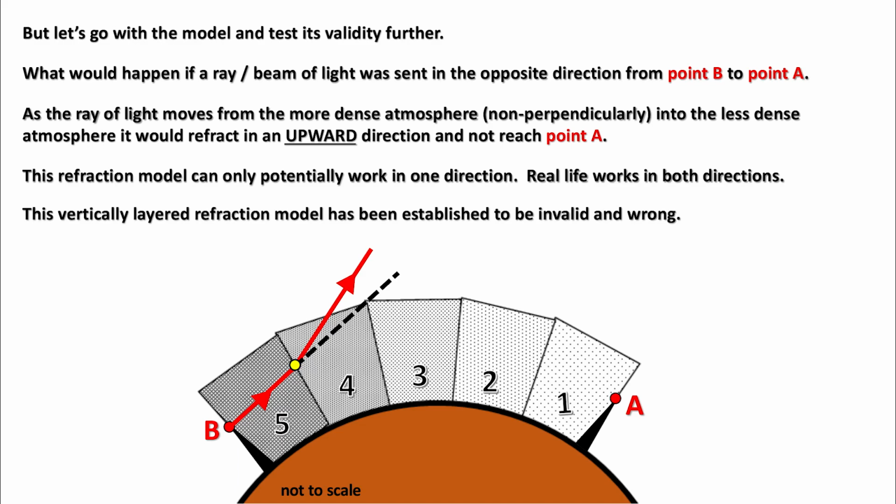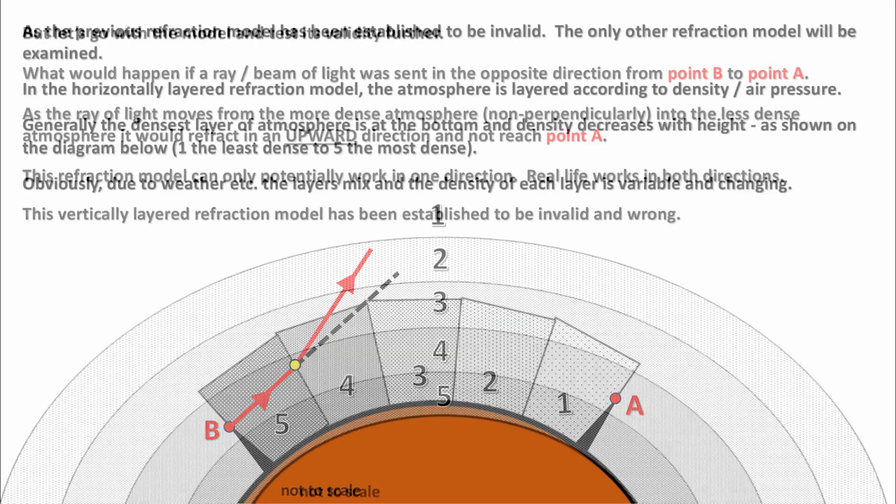What would happen if a ray or beam of light was sent in the opposite direction from point B to point A? As the ray of light moves from the more dense atmosphere, non-perpendicularly, into the less dense atmosphere, it would refract in an upward direction and not reach point A. This refraction model can only potentially work in one direction. Real life works in both directions. This vertically layered refraction model has been established to be invalid and wrong.